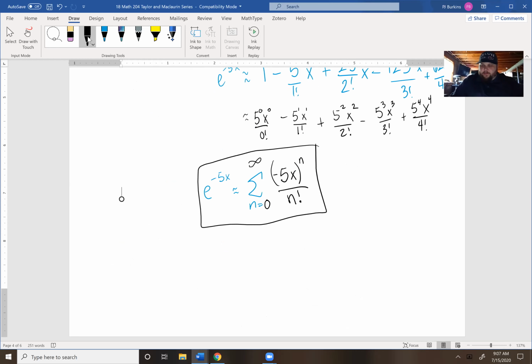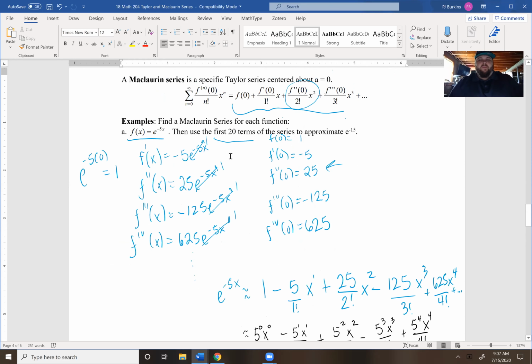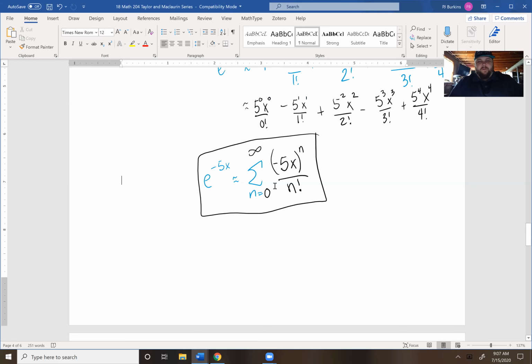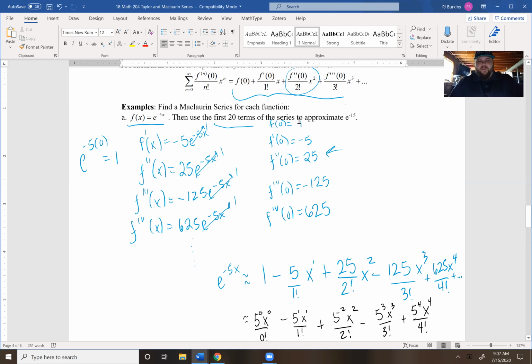All right, so you're probably sitting there going, okay, great, you're talking a lot, you're making stuff up. What good is this? So again, the problem asks us to use the first 20 terms. This is my function. So I'm going to do this two ways. I'm going to have you do it on your calculator. Notice it says use the first 20 terms to approximate e to the minus 15. Okay. So what I want you to do is, for e to the minus 5x to look like e to the minus 15, you'd have to plug in x equal 3.